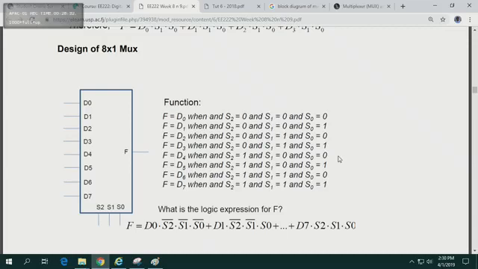2 to the power of 11, which is what? Can somebody give me what is 2 to the power of 11? 2048 lines of truth table, right? So what I'm trying to say here, if we go our traditional method and do the truth table, we're going to end up with 2048 lines on our truth table. That's just too much. It won't be feasible.